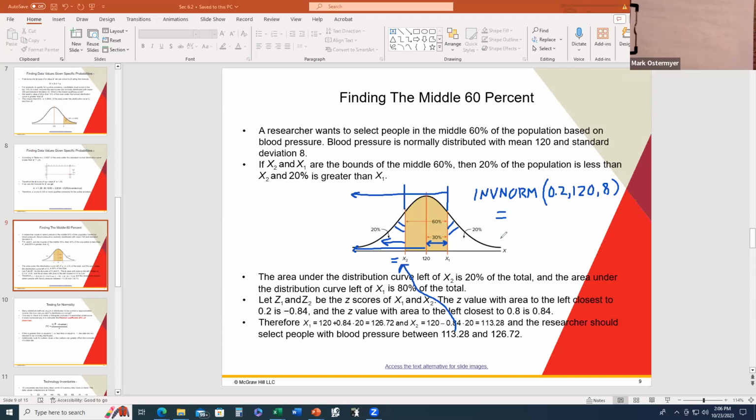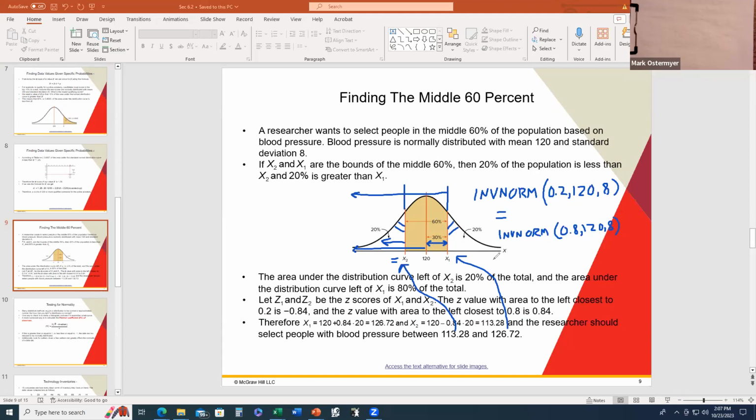So therefore, we would type in inverse norm. We go get inverse norm. And we would type in 80% of the area is less than X sub 1. The mean is still 120. The standard deviation of these blood pressure readings is still 8. Dial that up, and you should get about 126.72. So therefore, we would expect that 60% of blood pressure readings from the entire populace to lie between 113.28 and 126.72. And again, I'm assuming this might be like millimeters of mercury.